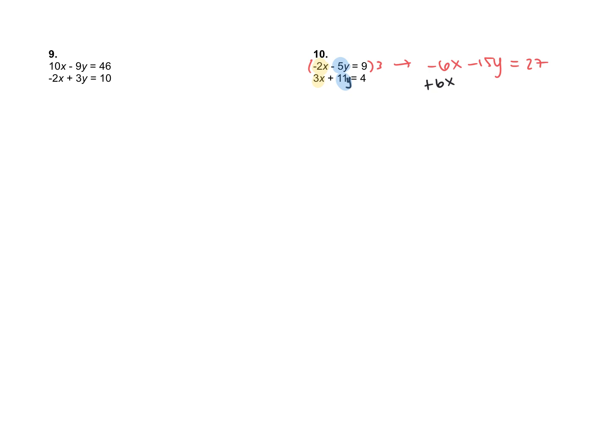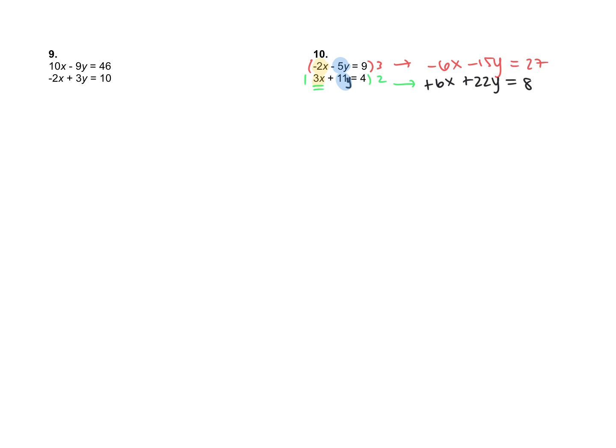Kai, knowing that we need a positive 6x in that second equation, what should we multiply the second equation by? 3. So right now we have a 3x. We need to turn it into a 6x. 2, exactly. We're going to multiply everything by 2 to give us that positive 6x. Okay, so then it'll give us a 22y and an 8.